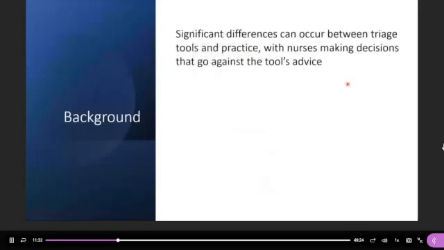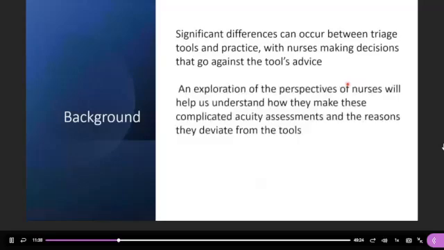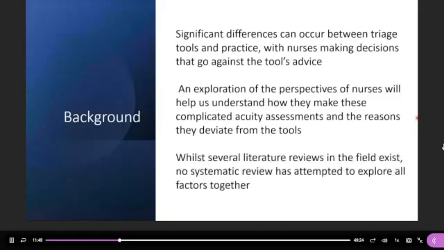However, significant differences can occur between triage tools and practice, with nurses making decisions that go against the tool's advice. An exploration of the perspectives of nurses will help us understand how they can make these complicated acuity assessments and the reasons they deviate from the tools. While several literature reviews in the field exist, no systematic review has attempted to explore all factors together. Therefore, we've conducted this systematic review.